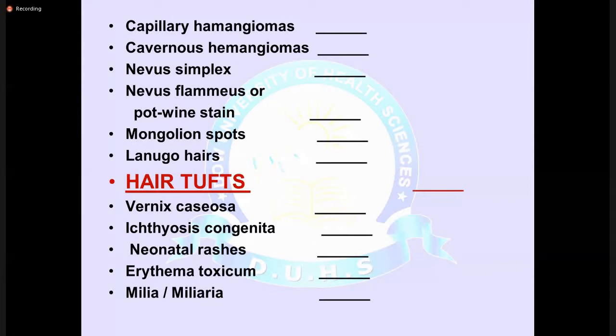And look at the caseous material on the body when the baby is born, known as vernix caseosa. And sometimes skin disorders can be present like ichthyosis, neonatal rashes, the erythema toxicum. These are the small rashes, and these are non-toxic or benign. Sometimes little spots on the face, and that's known as milia. So these are the findings you can see on the patients.